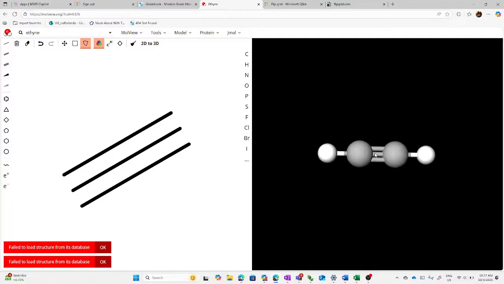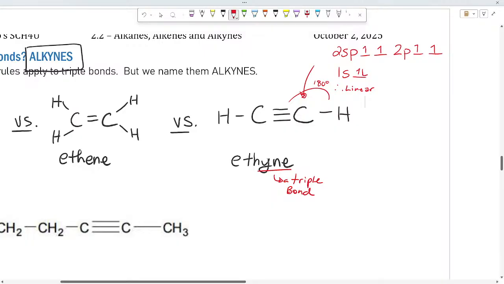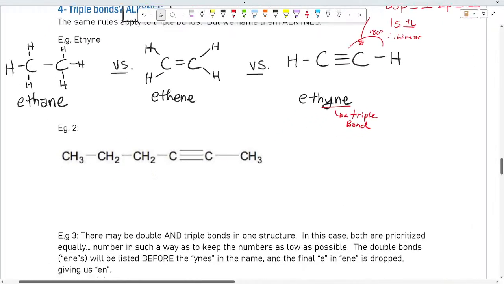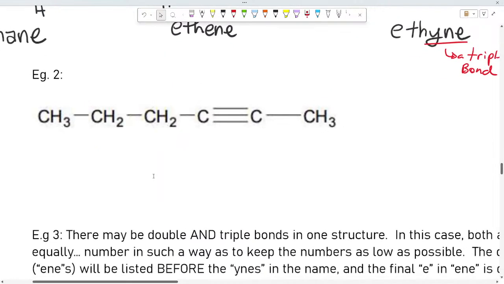Polar or nonpolar ethyne? Has to be nonpolar, right? Even if the bonds are polar, it doesn't matter because it's linear. Carbon-hydrogen bonds aren't very polar anyway, so it'd be nonpolar one way or the other. There you go. Now, of course, a triple bond can be on a longer chain as well, in which case we, of course, need to locate it, right? So here, which side should I start numbering this one from?